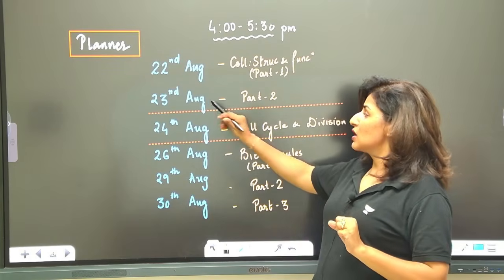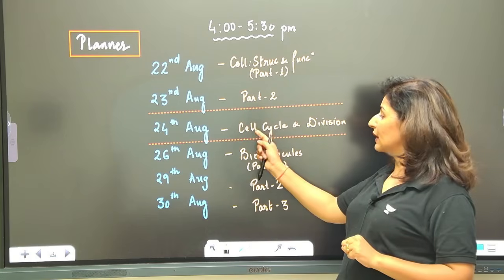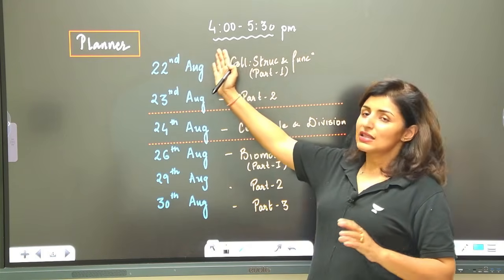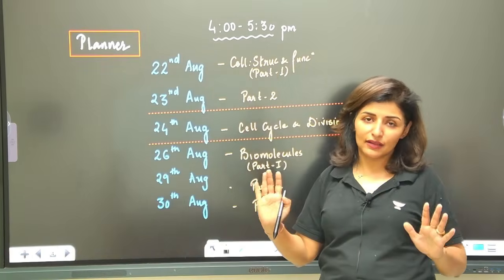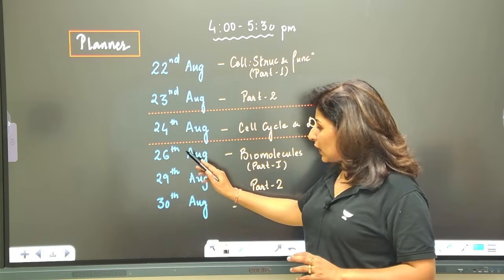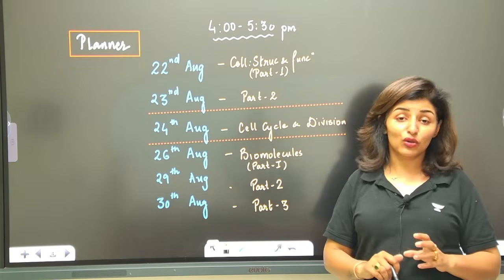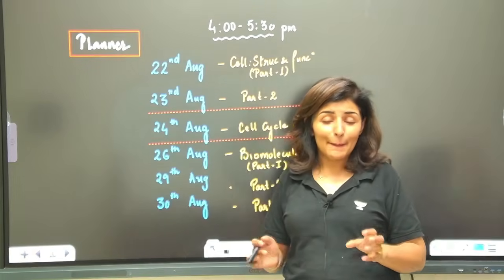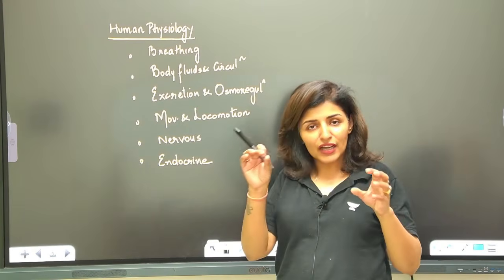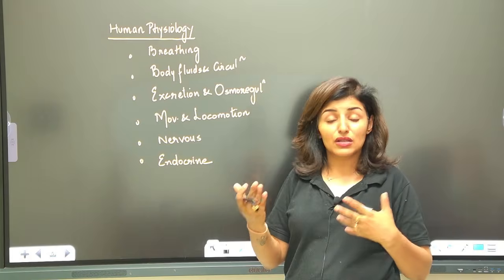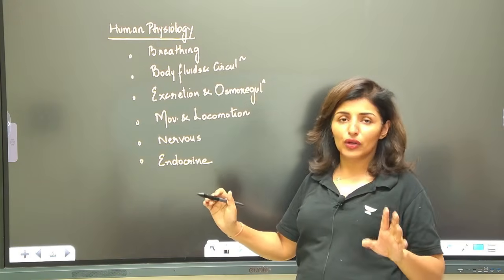We are discussing it. So 23rd will be part 2, and on 24th one session for completing cell cycle and division. See, the starting time would be 4 p.m. It can go beyond 5:30 also, depending upon the requirement. Then 26th, 29th and 30th of August, these 3 classes will be dedicated to biomolecules. Of course, you understand it is a big topic. Now, what is the planner for the next days, like which date we are going to discuss which chapter, that you will know later. But this is the series that I'm going to follow.